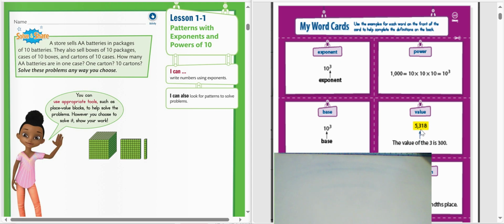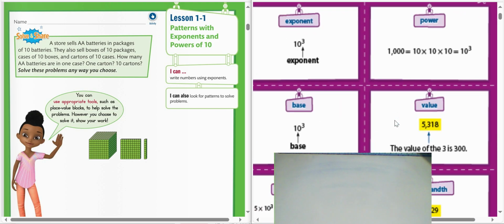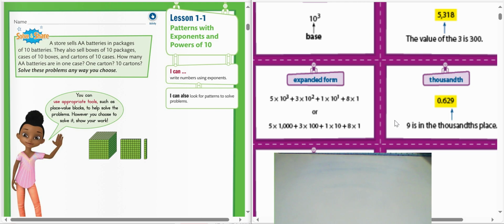The value of digit 3 here in this number 5,318 will be 300, and the least value is 10. Expanded form of this number is 5 times 1000 plus 3 times 10 power 2 plus 1 times 10 plus 8 times 1. Or we can write 5 times 1000, 3 times 100, 1 times 10, the last 8 times 1. 10 power 2 will be 100, and 10 power 3 will be 1000.